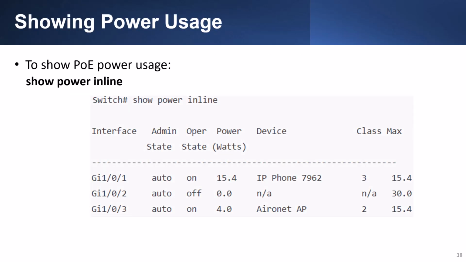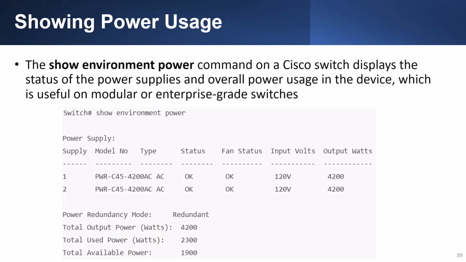To show power over Ethernet or PoE power usage, use the show power inline command. The show environment power command on a Cisco switch displays the status of the power supplies and overall power usage in a device, which is useful on modular or enterprise-grade switches.